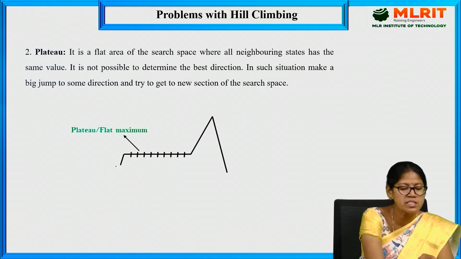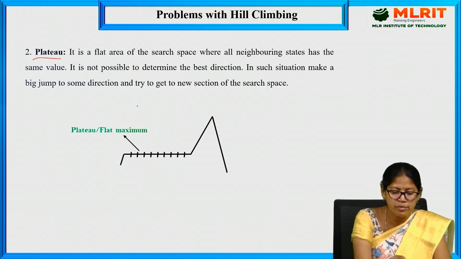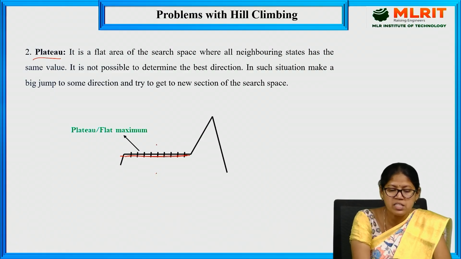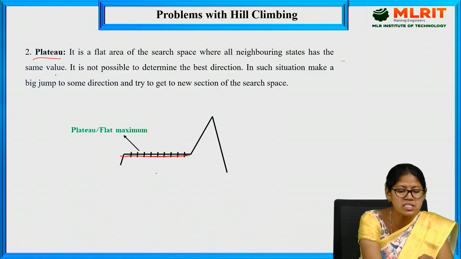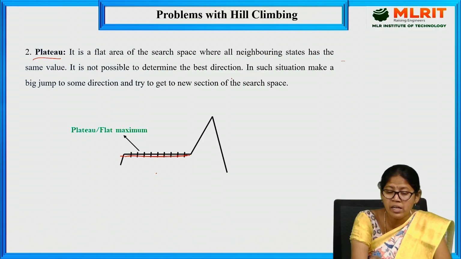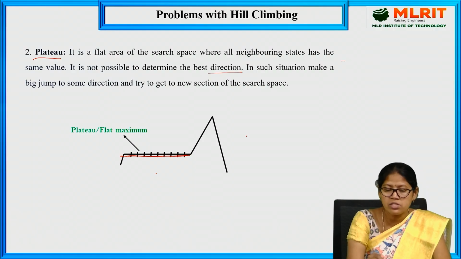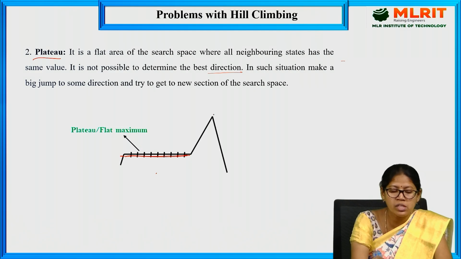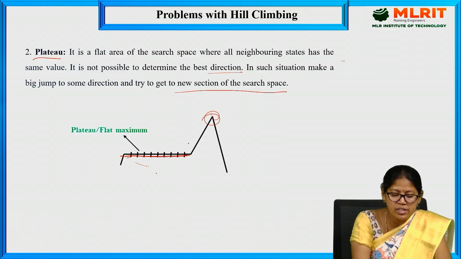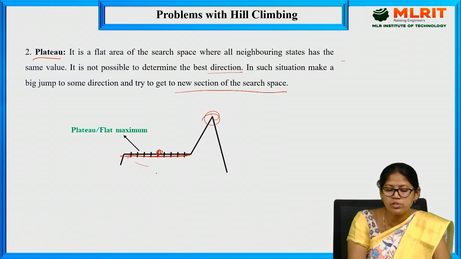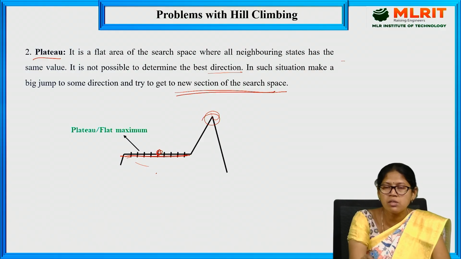The second one is plateau or flat area. If you look at this diagram, you can understand it. All these neighbors have the same values. So it is a flat area of the search space where all neighboring states have the same value. It is not possible to determine the best direction. In such a situation, make a big jump in some direction to try to get a new section of the search space. But in hill climbing, it will take one of the values as the optimal solution. It won't go there. This is one of the solutions.